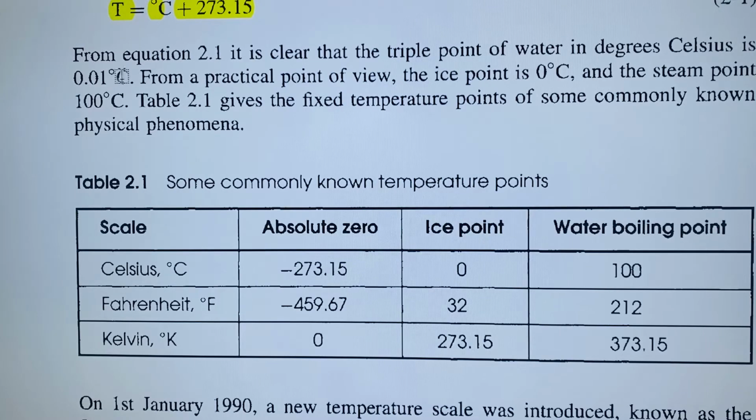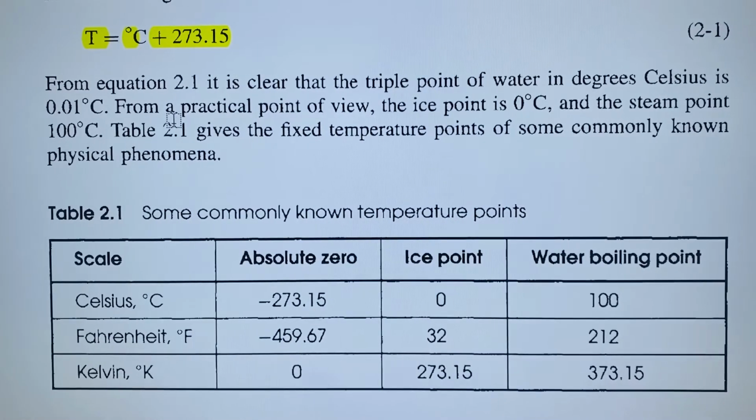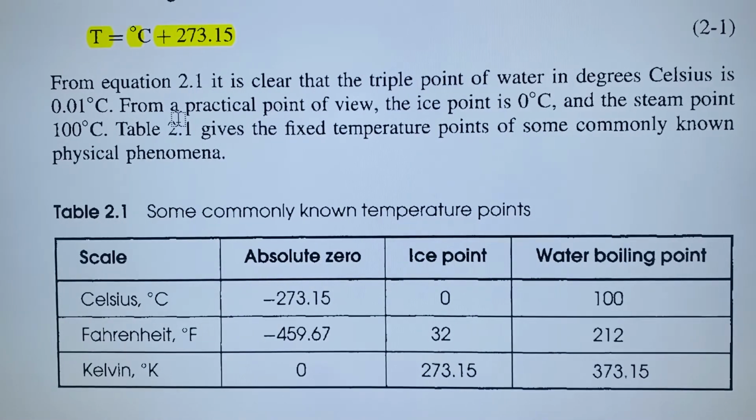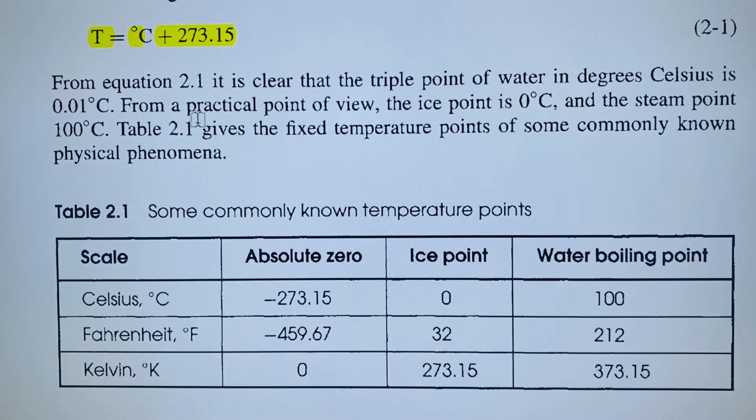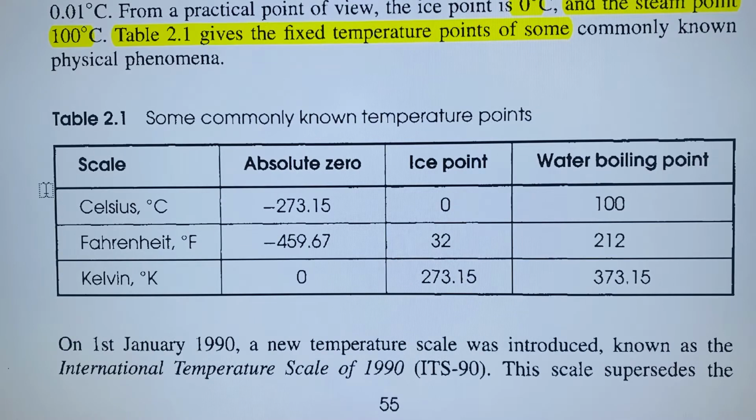And from equation 2.1, which is this one on the top, it is clear that the triple point of water in degrees Celsius is 0.01 Celsius. So, from a practical point of view, the ice point is 0 Celsius, and the steam point is 100 Celsius. So that's the best way to understand the temperature scale in Celsius.